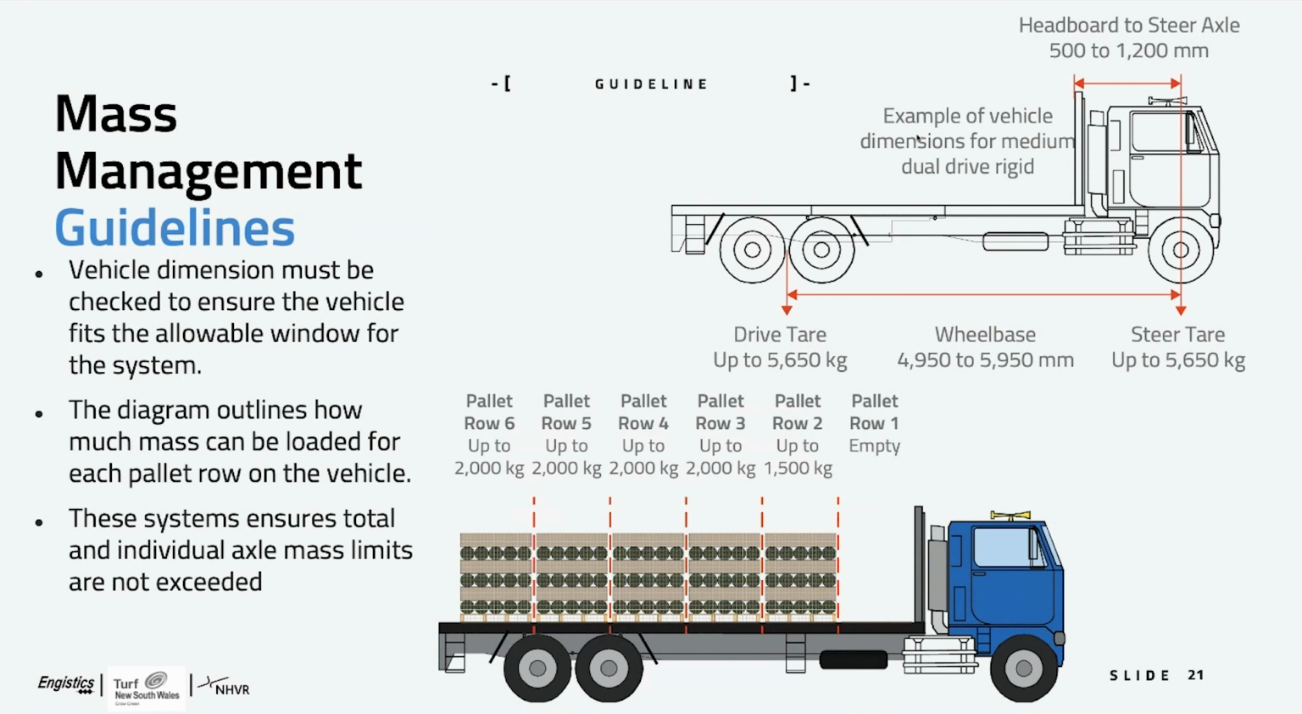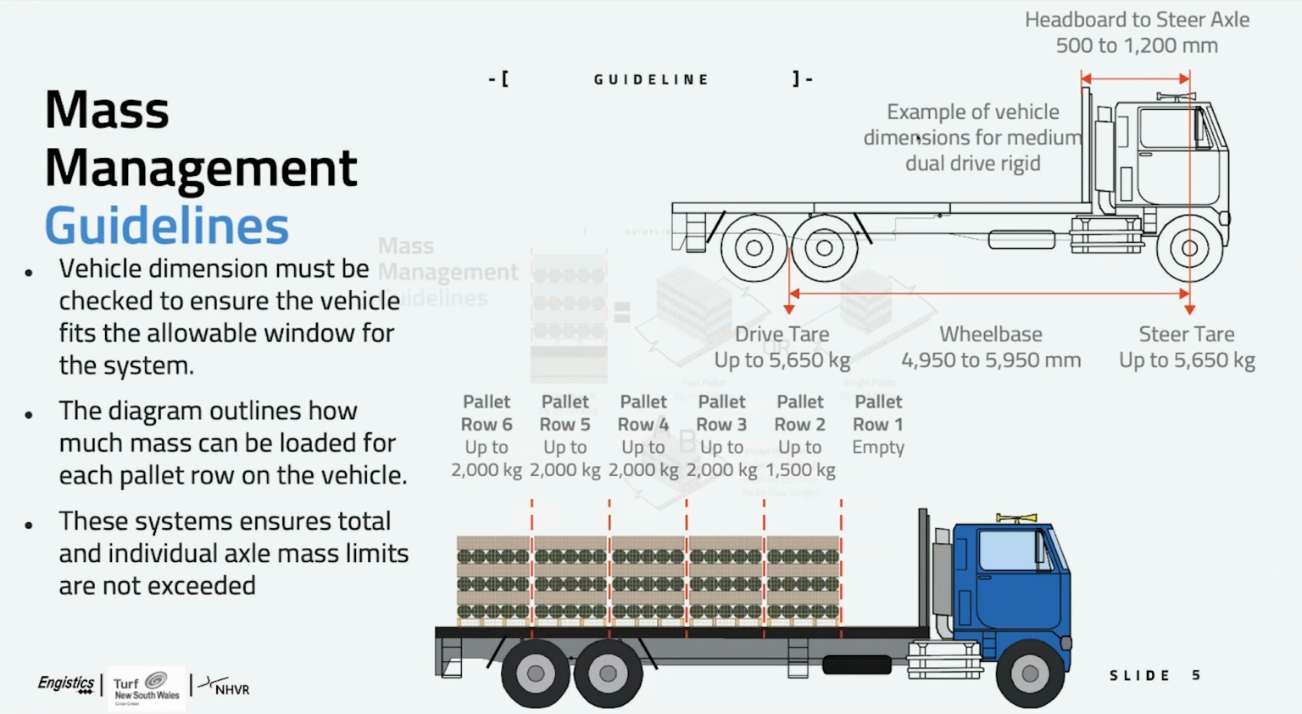And then down below that we also have how much we can actually place on that pallet row. You can see in this picture down here, we had the first one empty, and then we've got up to 1.5 ton in pallet row 2, and then 2 ton through the rest of the truck. This is set up this way so that we do not exceed the axle limits on either the front or rear drive of that system.